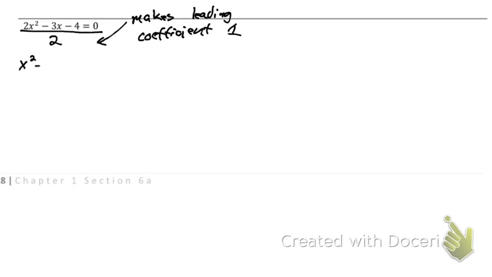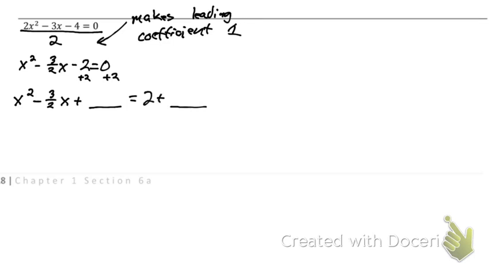So I divide everything by 2. We're going to have x squared minus 3 over 2 x. Negative 4 divided by 2 is a negative 2 equals 0. Now we can do the same thing. I move the 2 to the other side, so it'll be a positive 2 on the other side. And I'm going to do that all in one step. So we'll have x squared minus 3 over 2 x plus something. That's going to equal, I added 2 to both sides, so it's going to equal 2 plus that same something.